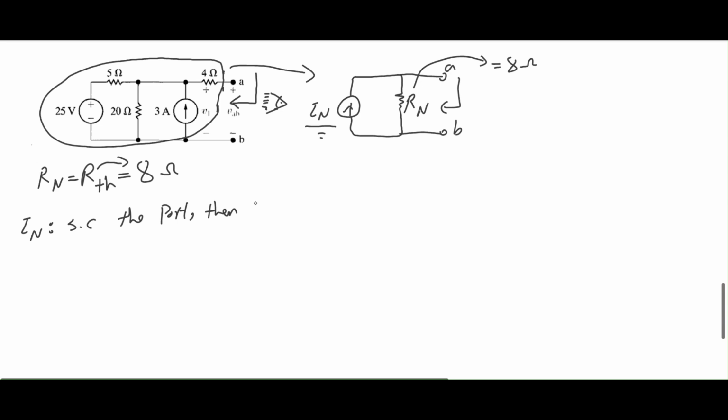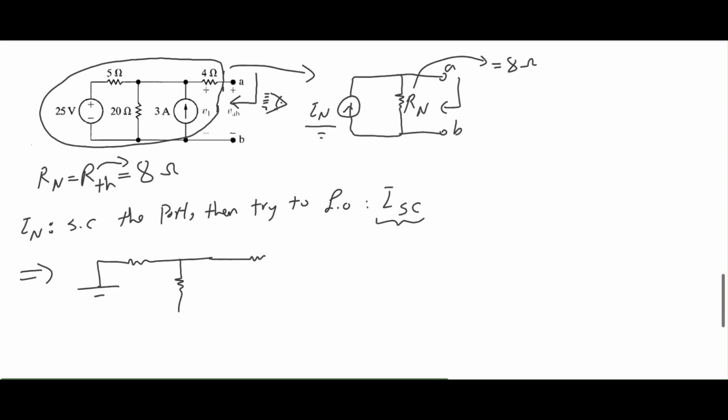then try to figure out ISC, which is the short circuit current. So let's just follow this wording. I have a 25 volt voltage source, and then 5 ohms, 20 ohms, 4 ohms, and this is my port A, and over here port B.